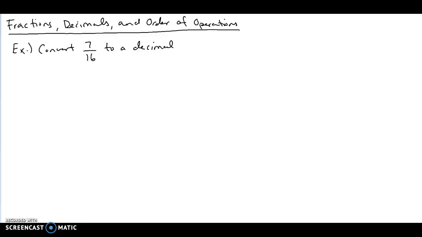We are asked to convert 7/16 to a decimal. So let's talk about how to convert. And guys, this is very important because a lot of times students don't like dealing with fractions. So being able to convert it to a decimal or vice versa is really helpful in terms of what we need to do.